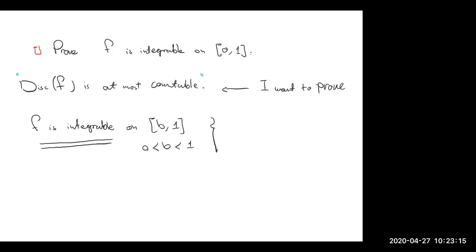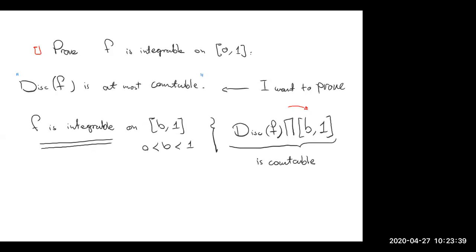Well, because f is integrable here, I know if I look at the discontinuous points of f intersection this interval, this set is countable. Because I know f is integrable on this interval, right? So by the theorem we know about discontinuous points of an integrable function, the set of discontinuity points of f on this set has to be a countable set.